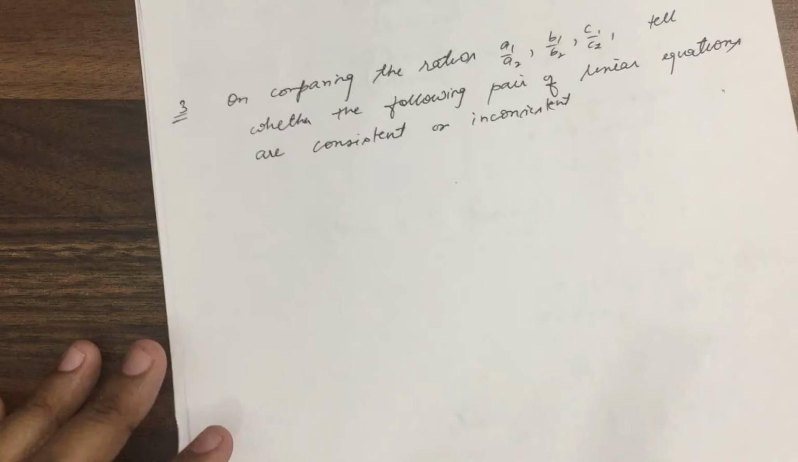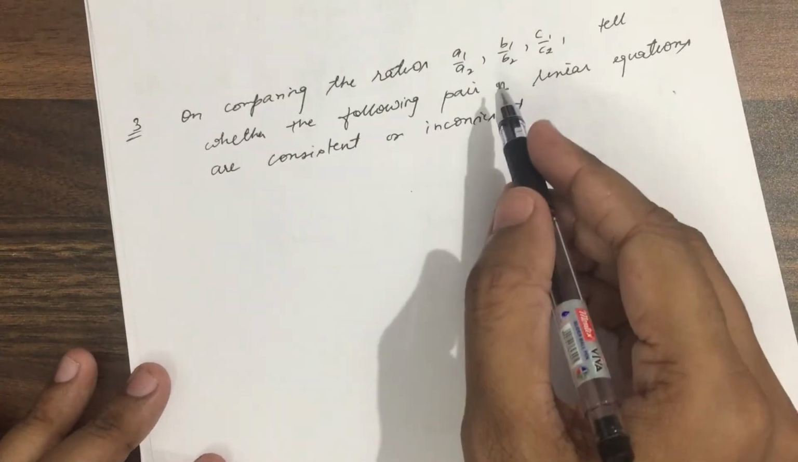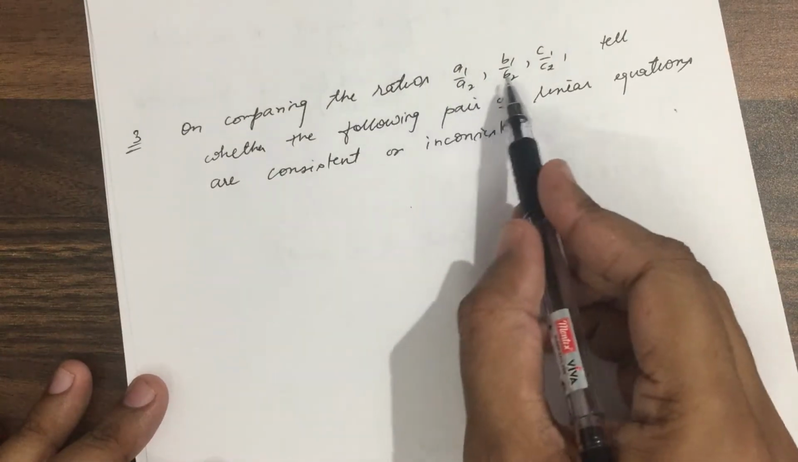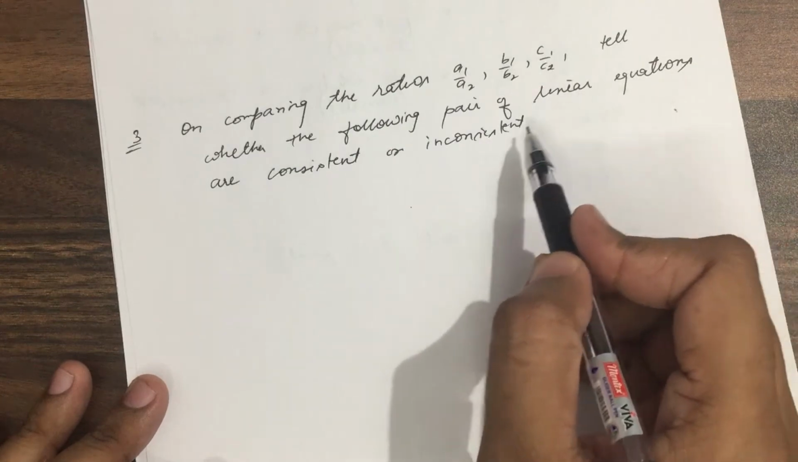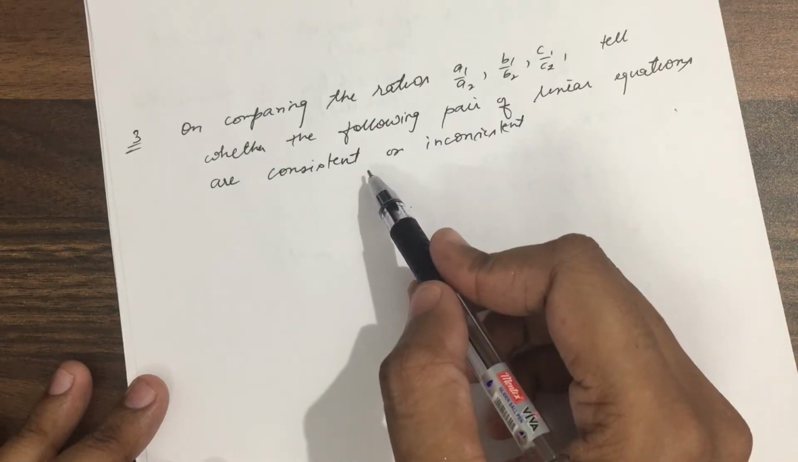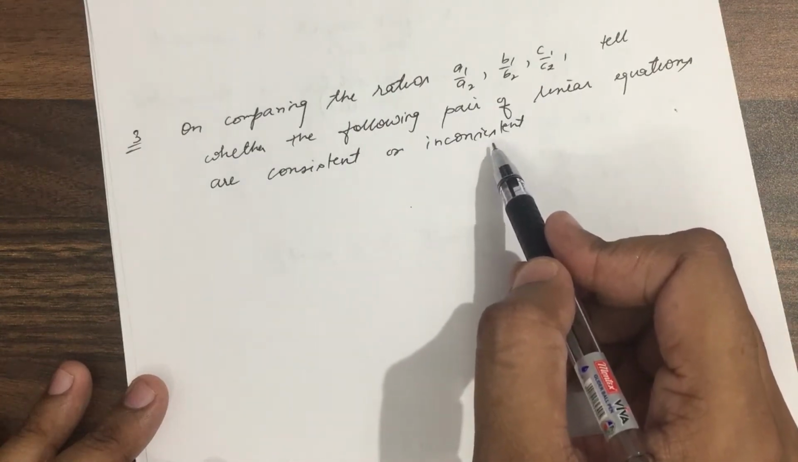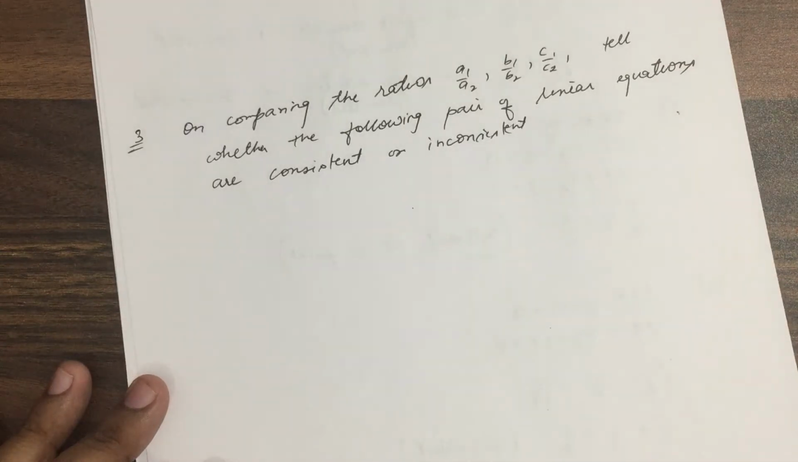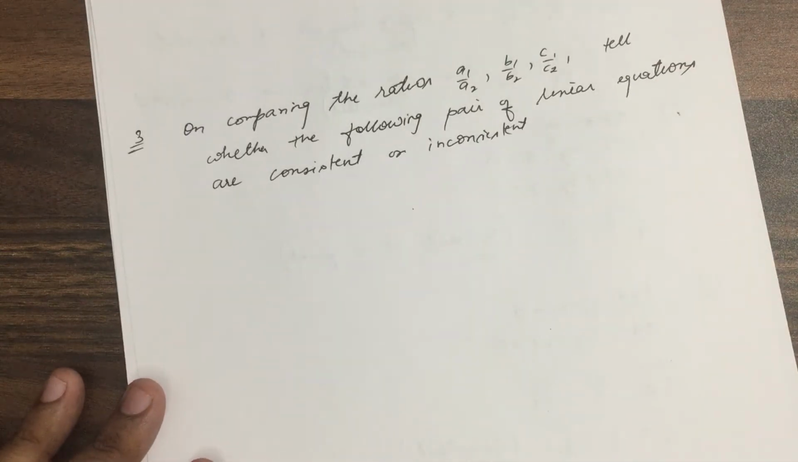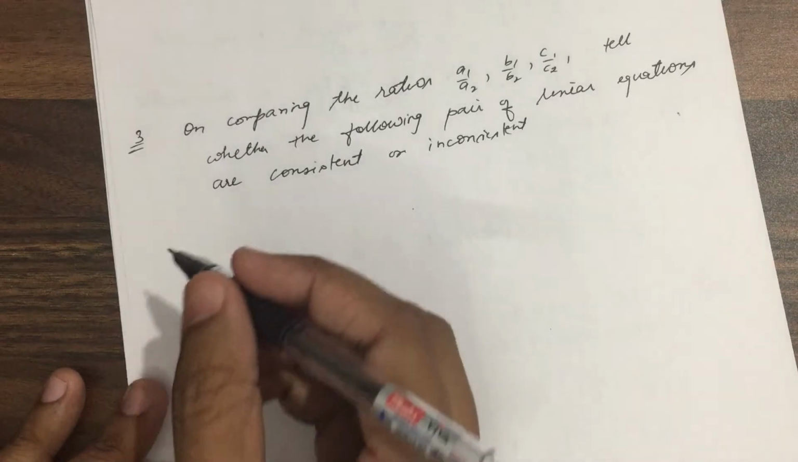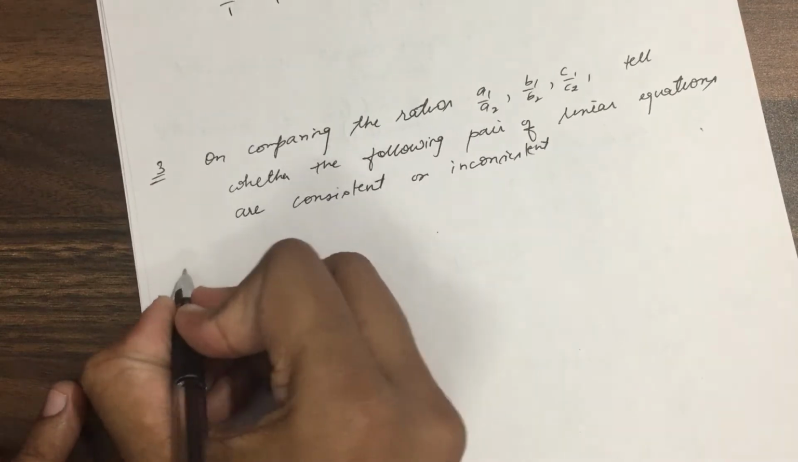Now look at question 3. In question 3 you have to compare the ratios and tell whether the pair of lines is consistent or inconsistent. We already know that when there is a unique solution or infinitely many solutions, the pair of linear equations will be consistent, and when there is no solution then the pair of linear equations will be inconsistent. Okay.